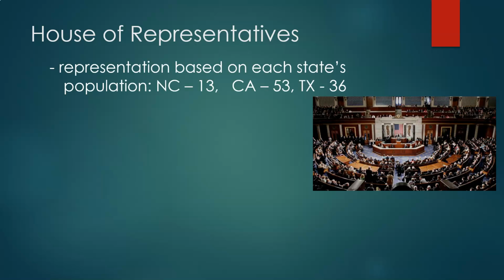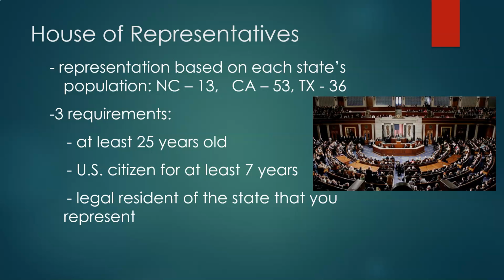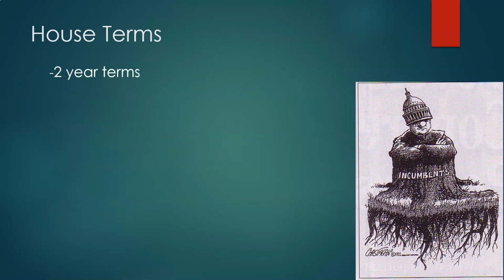Now, House of Representatives, representation is based on each state's population. For example, North Carolina's got 13 representatives, California has 53, and Texas has 36. Their populations are much larger than North Carolina's. It makes sense as to why theirs is much higher. Now, there are three requirements to be a representative, and that is at least 25 years old. You must be a U.S. citizen for at least 7 years, and you must be a legal resident of the state that you represent. All right, so no naturalization requirement there where you were born in the United States. You just must be a citizen for at least 7 years.